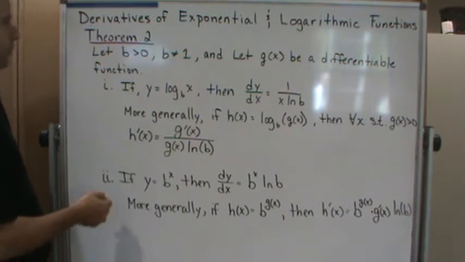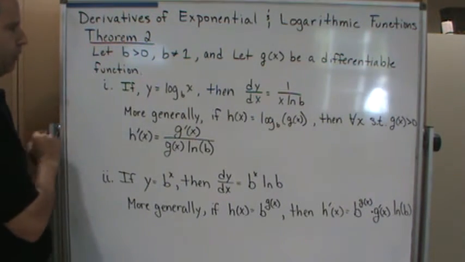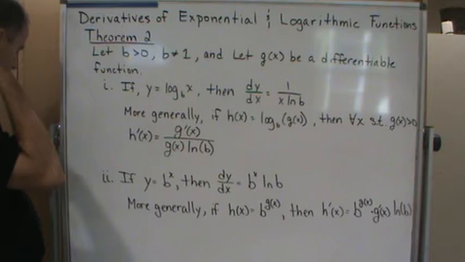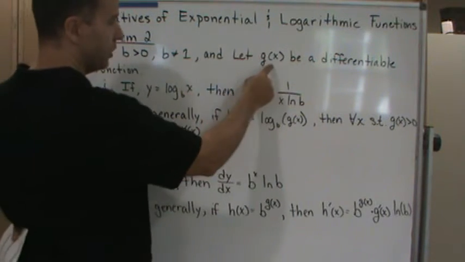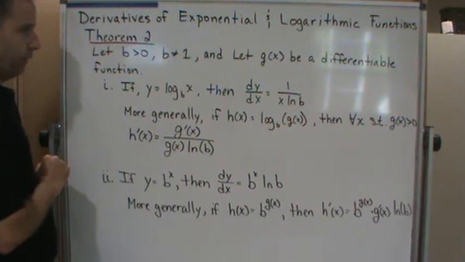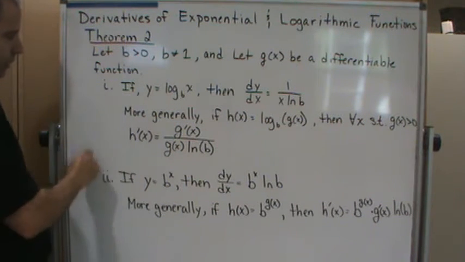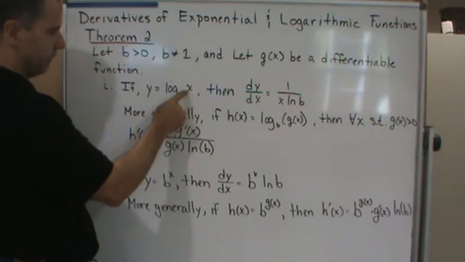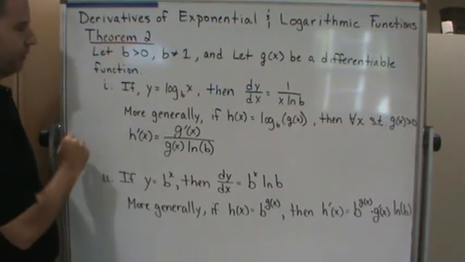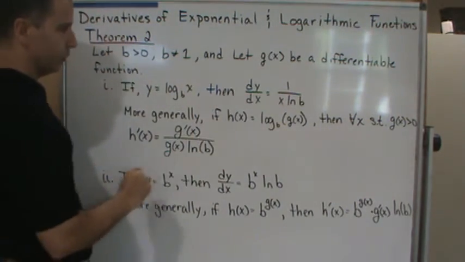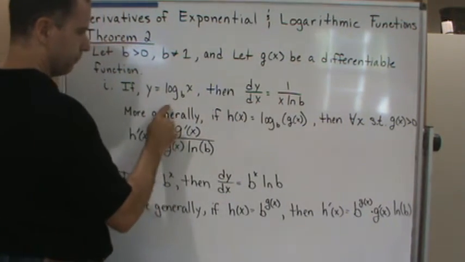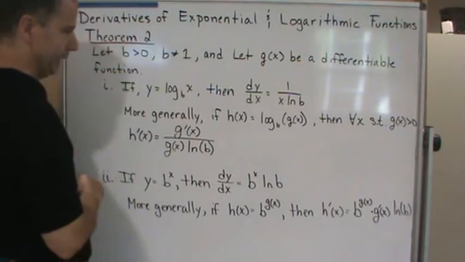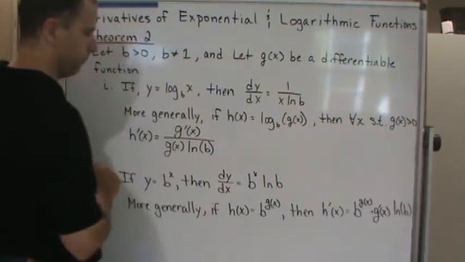So notice here, in Theorem 2 it says let b be greater than 0, b not equal to 1. Of course, that's what we usually have for the definition of any logarithmic function or exponential function. And let g of x be a differentiable function. The first case is if y equals log base b of x, so any general logarithmic function, then the derivative of y is equal to 1 over x, okay? And also divided by the natural log of b. So there's that new piece there, the natural log of b, okay?